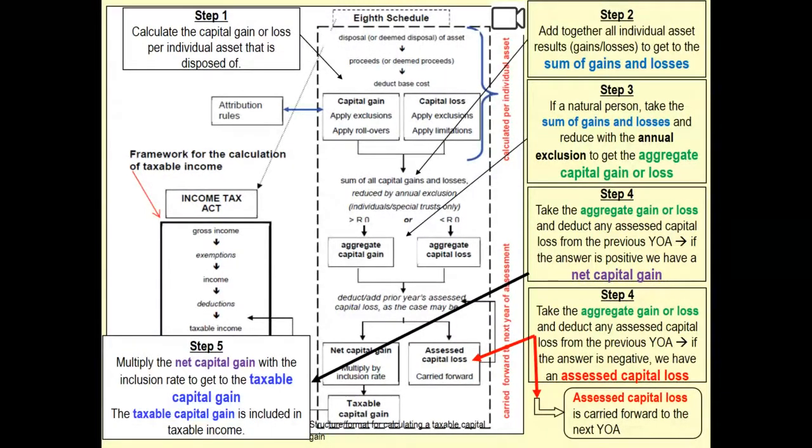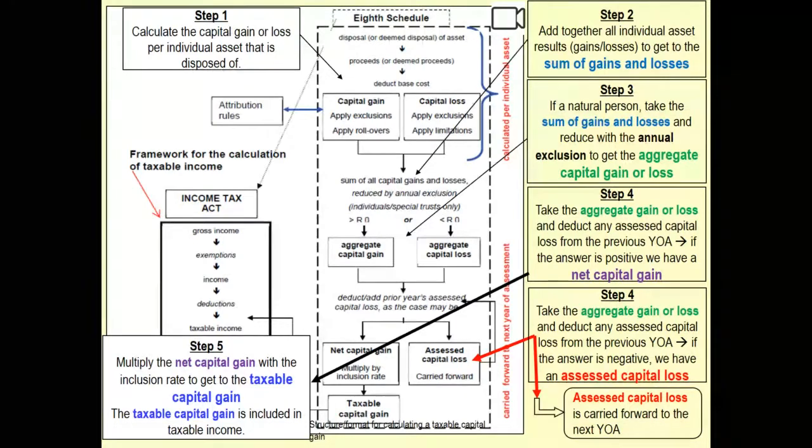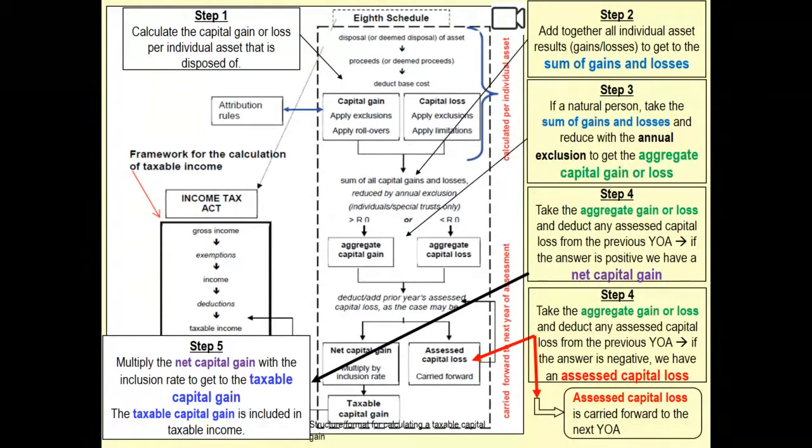emphasize the importance of understanding that it is not the sum of gains and losses that goes into taxable income. It's not the aggregate capital gain or loss. It's not the net capital gain. It is never, ever, ever in your life the assessed capital loss. We go through all of these steps to ultimately only include a taxable capital gain. That's the only thing that we are required to take into our taxable income calculation.